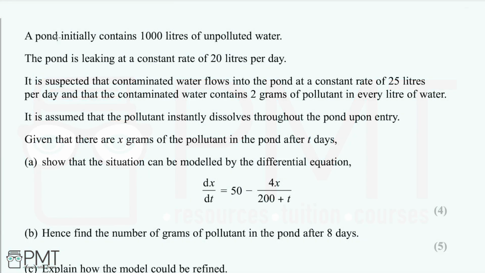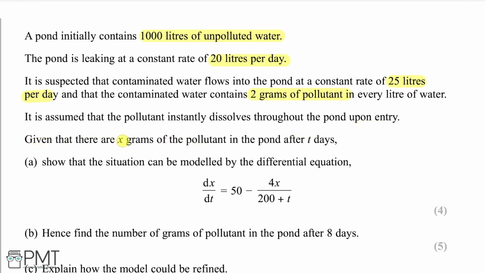It tells us that a pond initially contains 1,000 litres of unpolluted water. The pond is leaking at a constant rate of 20 litres per day. It is expected that contaminated water flows into the pond at a constant rate of 25 litres per day, and that the contaminated water contains 2 grams of pollutant in every litre of water. It is assumed that the pollutant instantly dissolves throughout the pond upon entry.